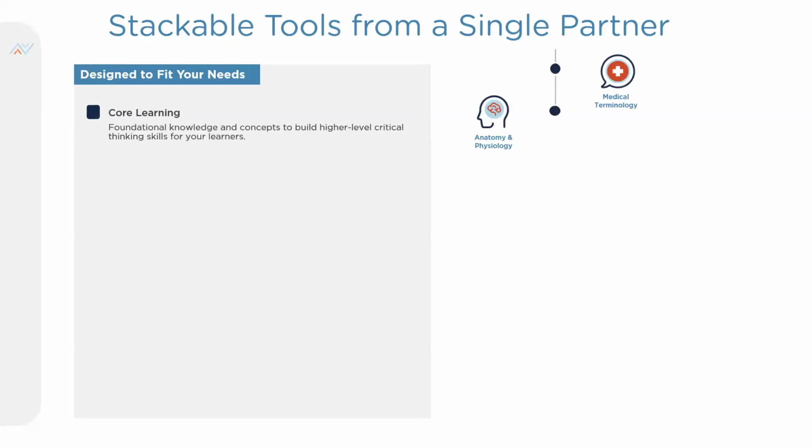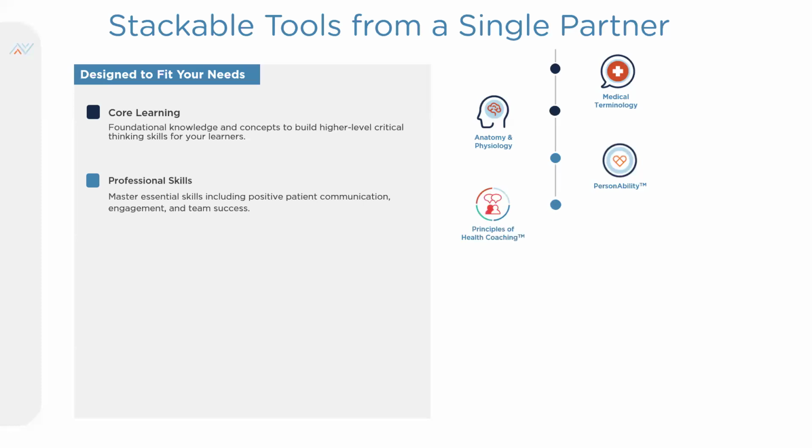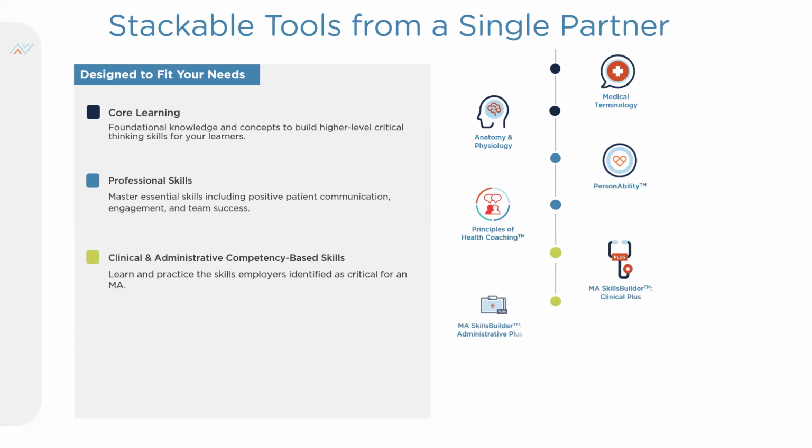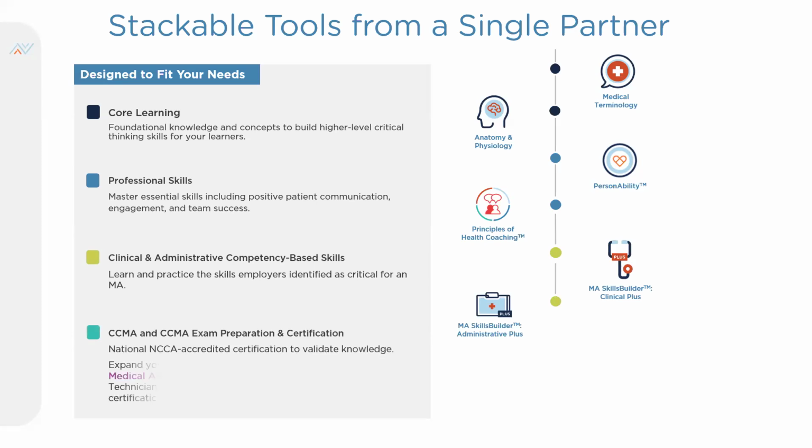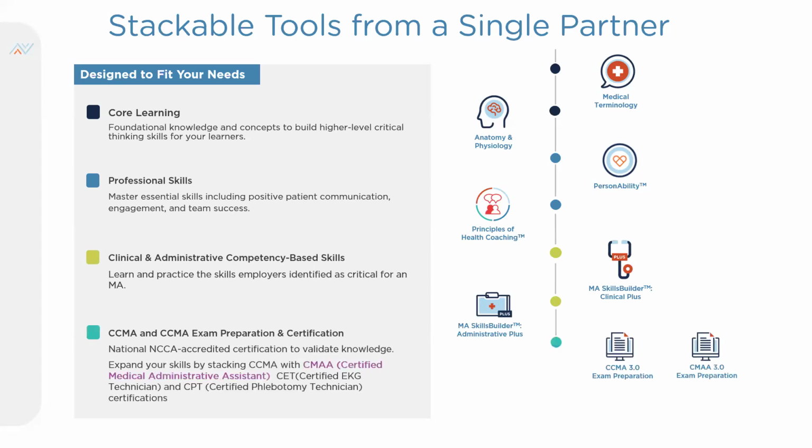So you have your core learning, which is the medical terminology and A&P. This is your foundational content, your professional skills with personability, principles of health coaching. Next, we have our clinical and administrative competency-based learning with, again, our skills and our foundations, and then our certification prep for both the CCMA. We also have this for phlebotomy. We have this for EKG, billing and coding. And so you can easily see how these would stack.